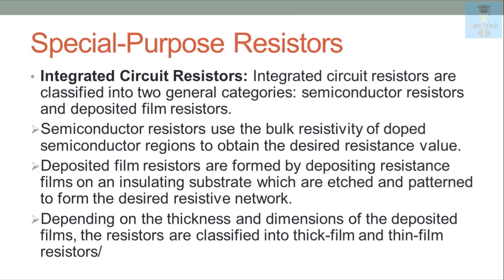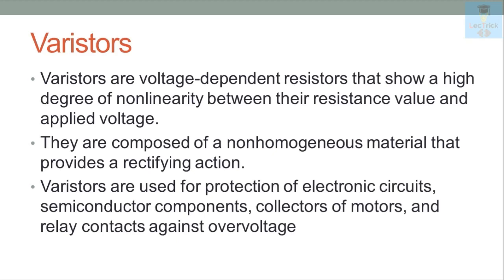IC resistors. Integrated circuit resistors are classified into two categories: semiconductor resistors and deposited film resistors. Semiconductor resistors use the bulk resistivity of doped semiconductor regions to obtain the desired resistance value. Now we will go to the varistors. Varistors are voltage dependent resistors that show a high degree of non-linearity between their resistance value and the applied voltage. They are composites of non-homogeneous materials that provide a rectifying action. Varistors are used for protection of electronic circuits, semiconductor components, commutators of motors, and relay contacts against overvoltage.